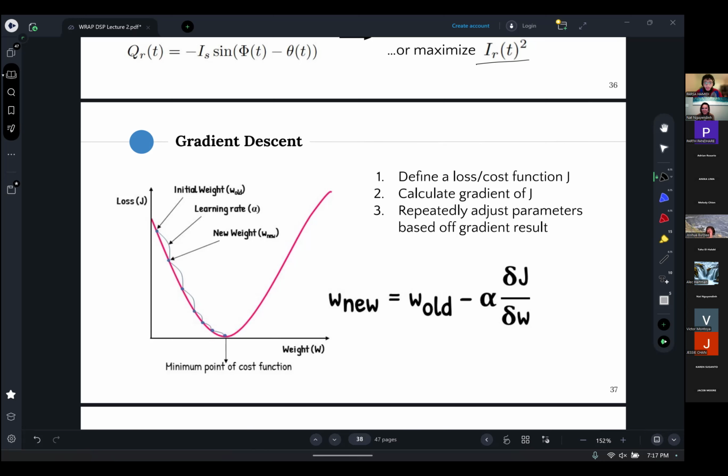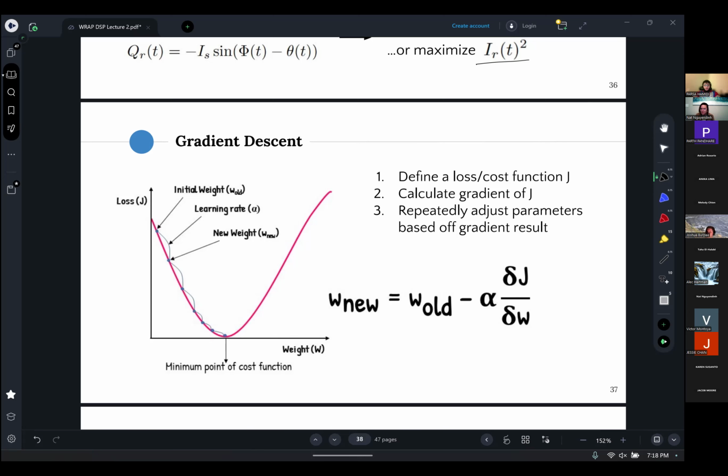The idea behind gradient descent, a term I'm sure most of you have heard one way or another, is that you define some sort of loss function or cost function. They mean the same thing. Let's call that J. This is similar to PID, where you have an error term. So you want to minimize this.